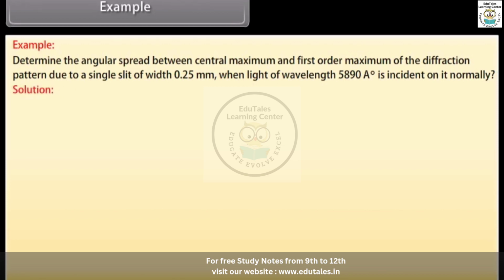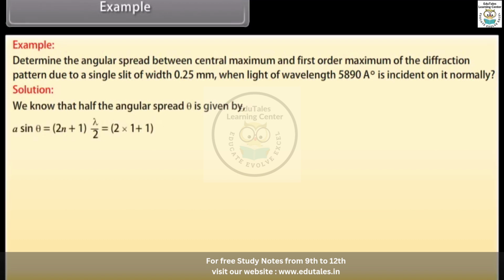Let's see the solution. We know that half the angular spread is given by a sin theta = (2n+1) lambda by 2. On equating this, we get a sin theta = 3 lambda by 2. When theta is small, then the value of sin theta is equivalent to theta. It gives a theta = 3 lambda by 2.